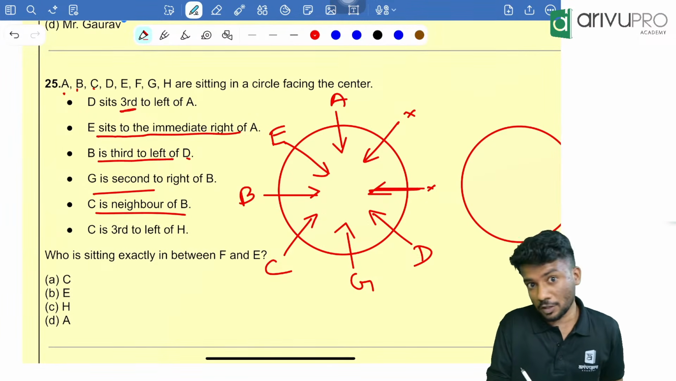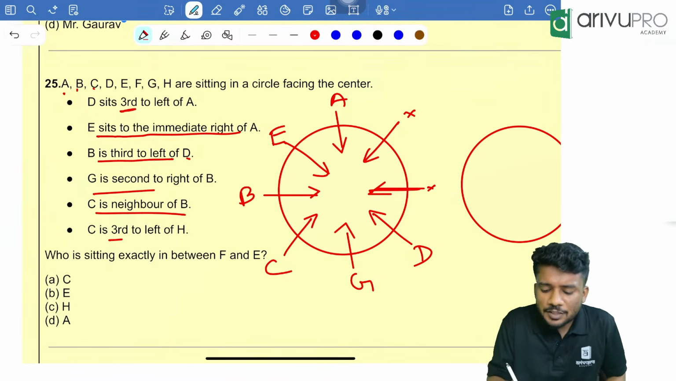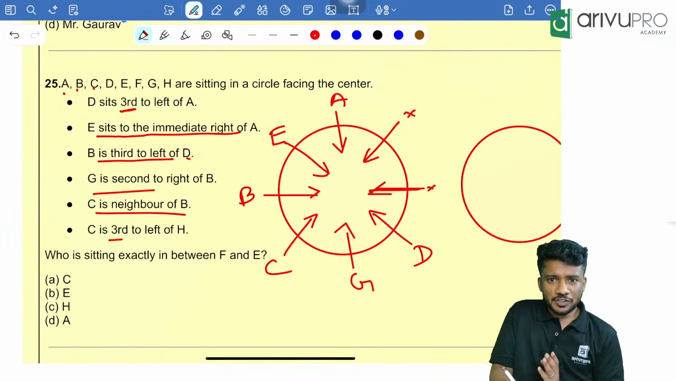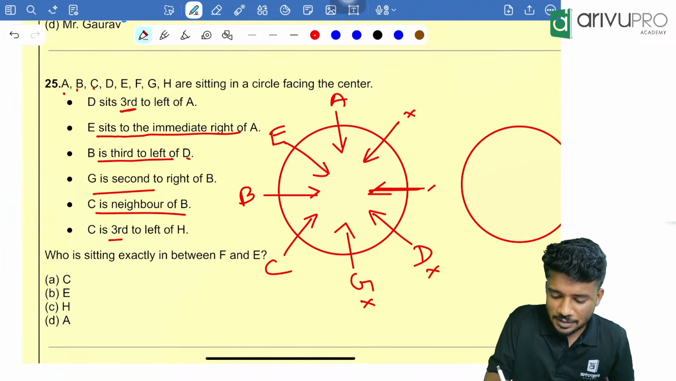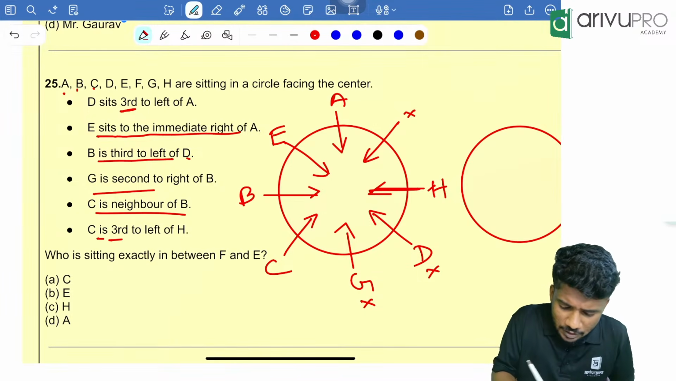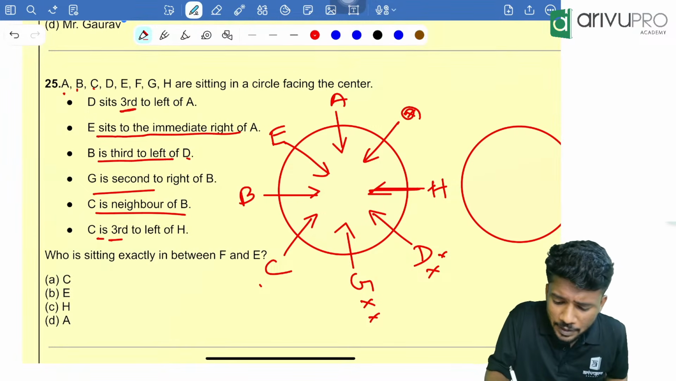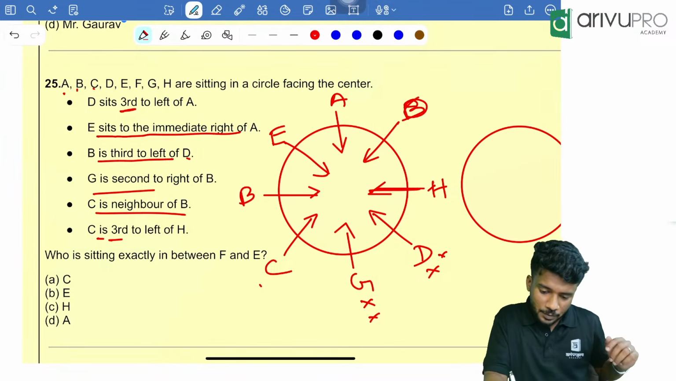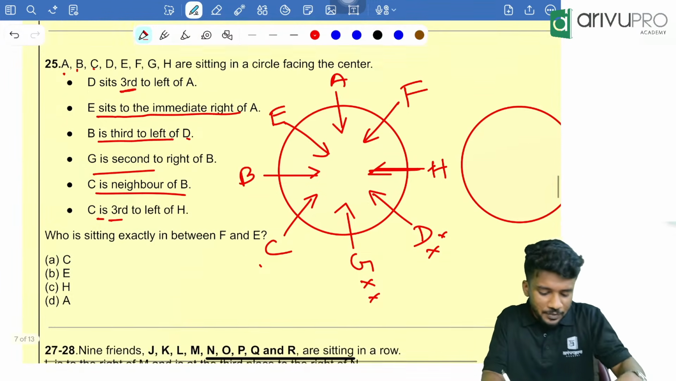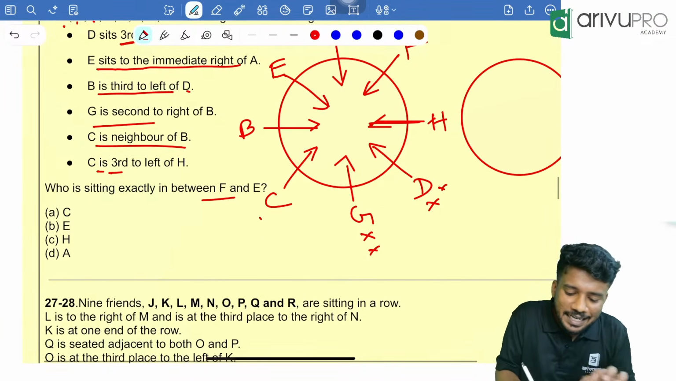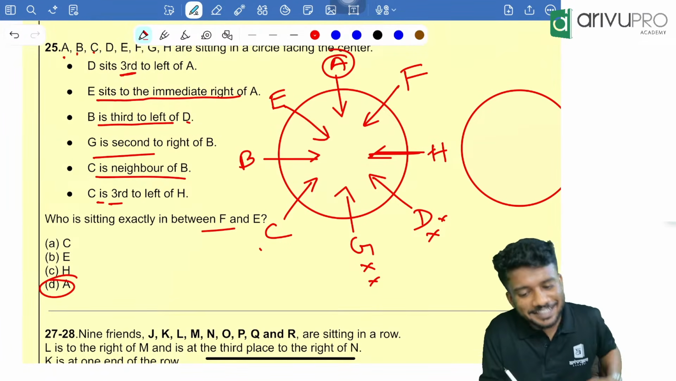Can C be next to E? No. Then C is third to the left of H. Third to the left of H means H should be third to the right of C. First, second, third. H is here. Check once again. C is third to the left, first left, second left, third left. Correct. Then who is remaining? B is remaining. B is over here. So not B. Who is remaining? F is remaining. F is over here. Now the question is, who is sitting exactly in between F and D? What is the answer? A is the answer. Option D is your answer.